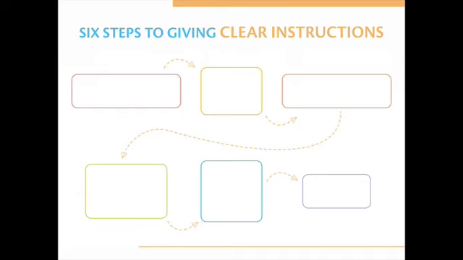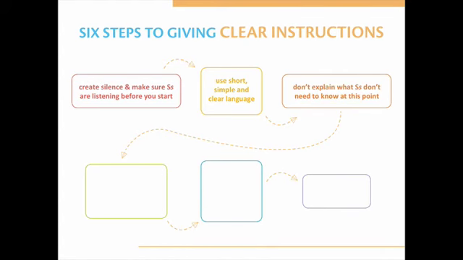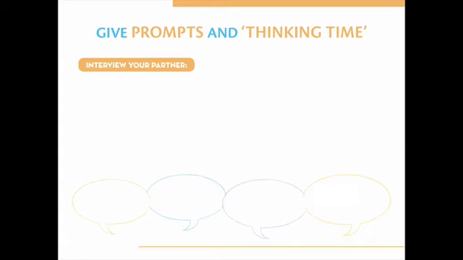These are 6 steps to giving clear instructions. Create silence and make sure students are listening before you start. Use short, simple, and clear language. Don't explain what students don't need to know at this point. Demonstrate, rather than explain, instructions before worksheets and before pairing them up. Check their understanding.